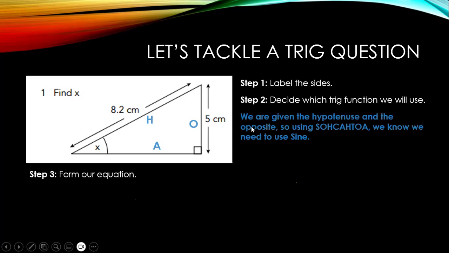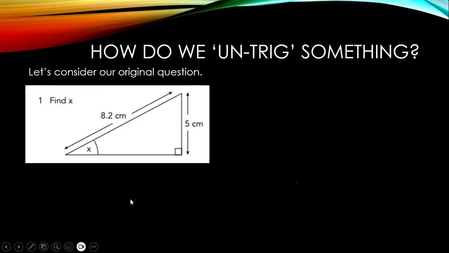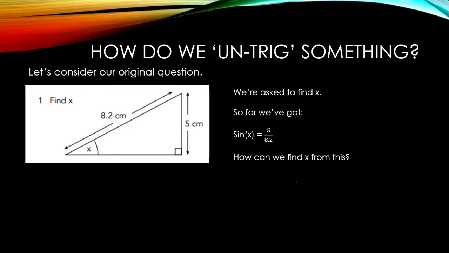So now the first thing we're going to do is a sine because the angle there is x. Sine x equals opposite over hypotenuse. So sine x is opposite is 5 and the hypotenuse is 8.2. Now, the next thing we're going to do is trigger the answer. How do we do that? We're now going to do sine x is 5 divided by 8.2. How can we find x from this?